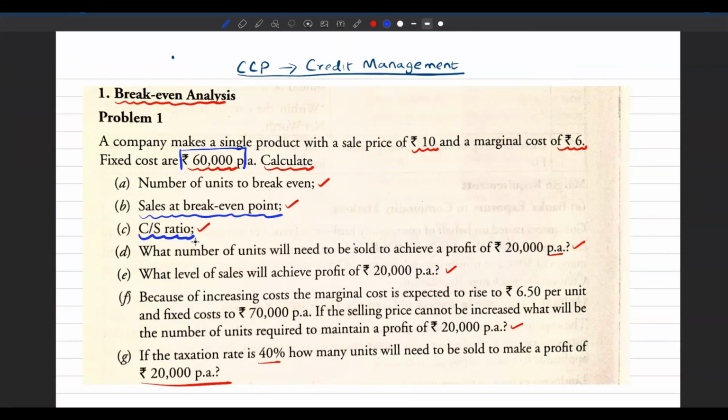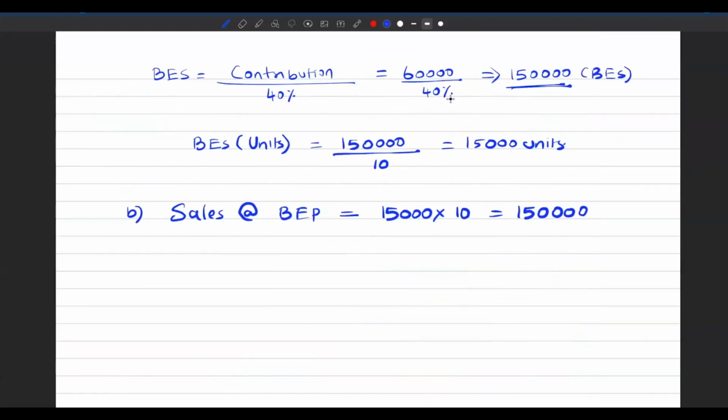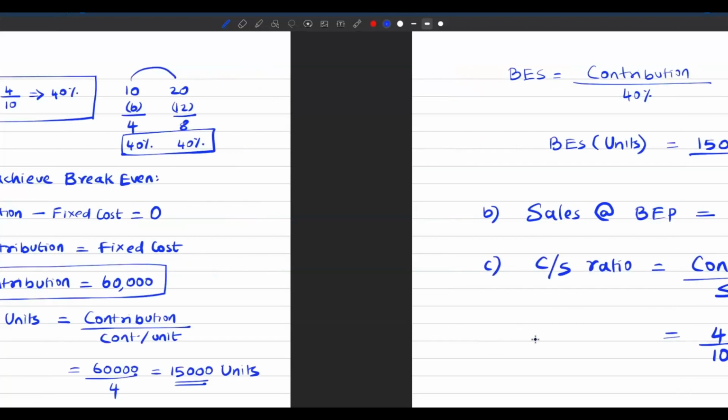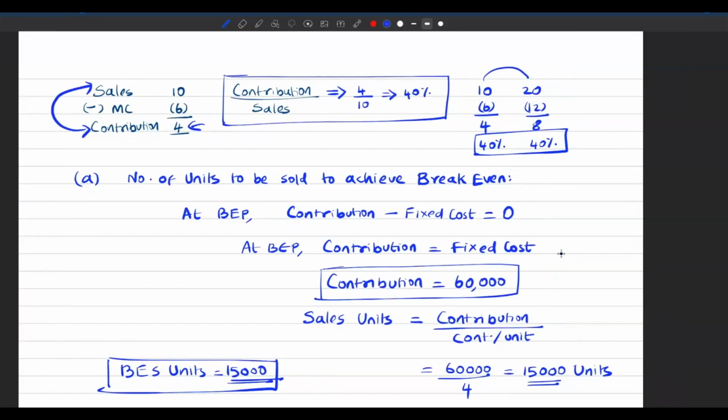Moving on to question C. What is CS ratio? That is contribution sales ratio. That also we have calculated, but we'll put that. CS ratio is nothing but contribution divided by sales into 100. Contribution, we know it is 4 rupees. Sales is 10 rupees into 100, and that is 40%. And the fourth question: what number of units will need to be sold to achieve a profit of 20,000 per annum? Let's digest this.